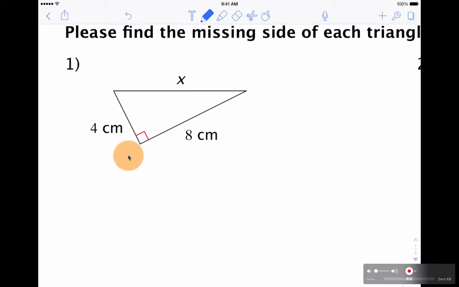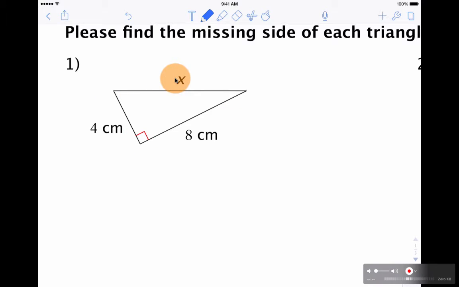And just some terminology: in a right triangle, the side opposite the right angle, the longest of the three sides, is called the hypotenuse. The other two sides of the right triangle are called the legs. So here we have a leg whose length is 4 centimeters, another leg whose length is 8 centimeters, and the side opposite the right angle, the hypotenuse, well, we don't know how long it is right now.